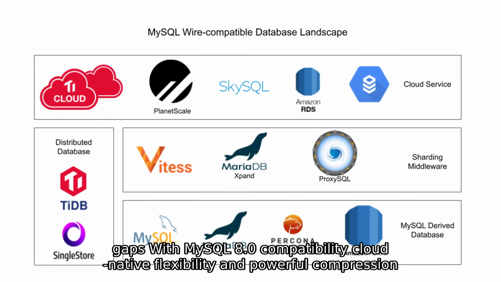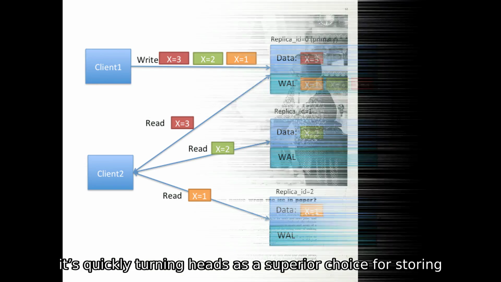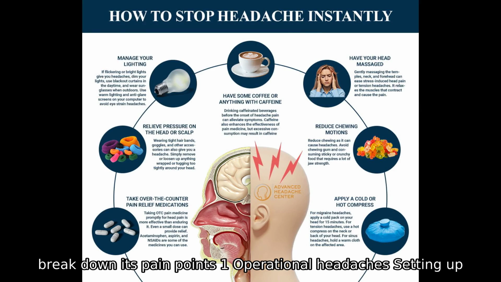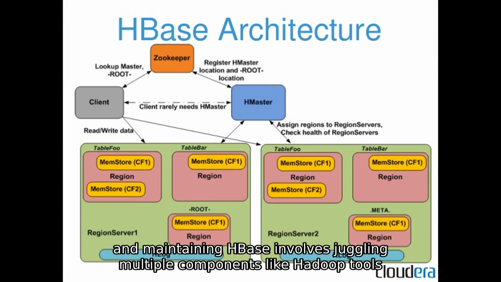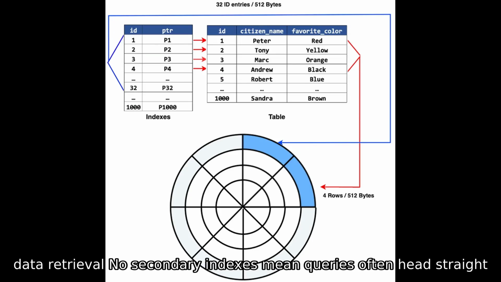With MySQL 8.0 compatibility, cloud-native flexibility, and powerful compression, it's quickly turning heads as a superior choice for storing and managing historical data. So, what's holding HBase back? Let's break down its pain points. 1. Operational headaches. Setting up and maintaining HBase involves juggling multiple components like Hadoop tools, and with shrinking community support, troubleshooting gets tougher. 2. Slow data retrieval.